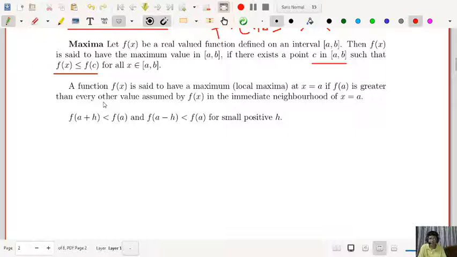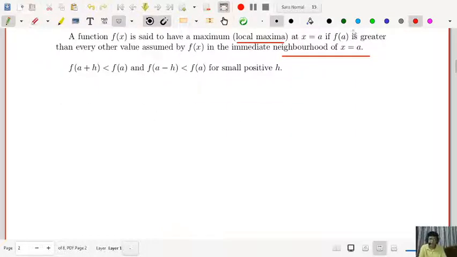In other language, if I say a function f(x) is said to have a maximum, especially the local maximum, at x equal to a, if f(a) is greater than every other value assumed by f(x) in the immediate neighborhood of x equal to a. So if I am talking about a neighborhood, we use the term local maxima. Let me explain first with a diagram.